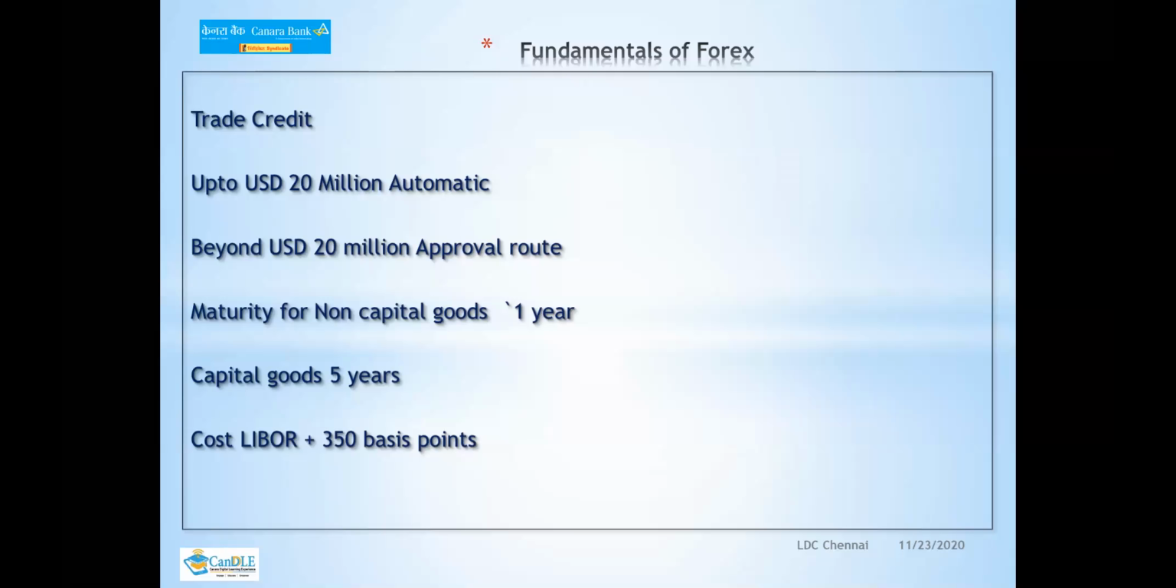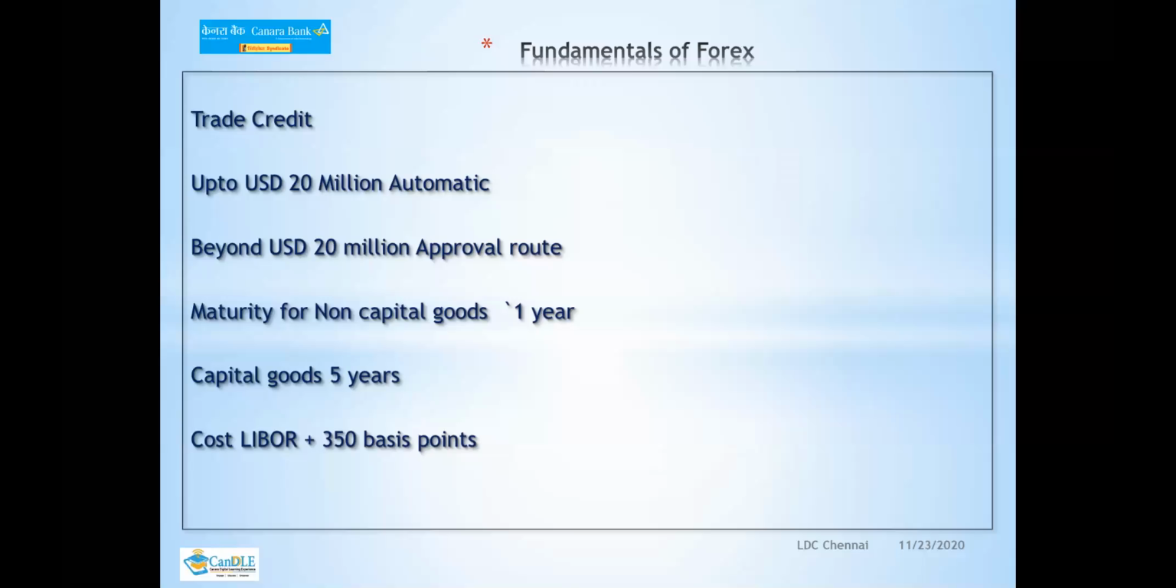Maturity for non-capital goods cannot be more than 1 year, because you can't take a loan for more than 1 year. In case of non-capital goods, very important. In case of capital goods, it should not be more than 5 years. And the cost should not exceed LIBOR plus 350 basis points. It is varying. It may vary this week, it was told. Before the exam, I will share the exact details, but as of now, it is LIBOR plus 350 points. So this is about trade credit.